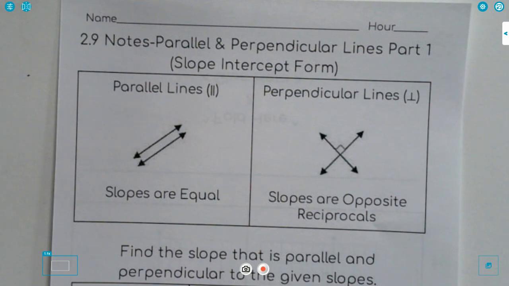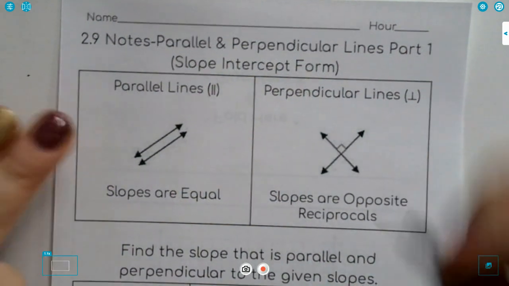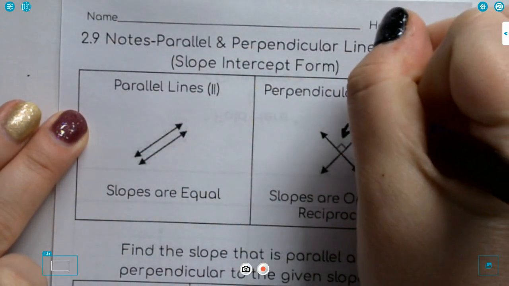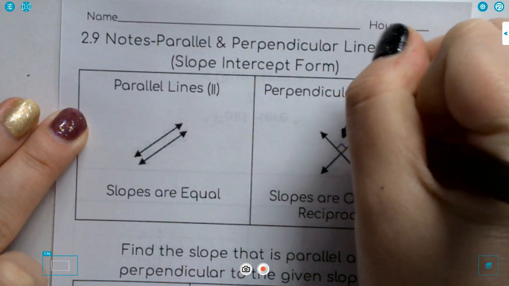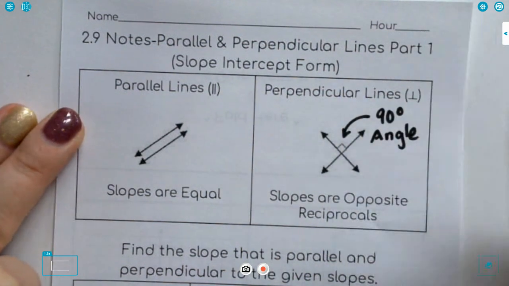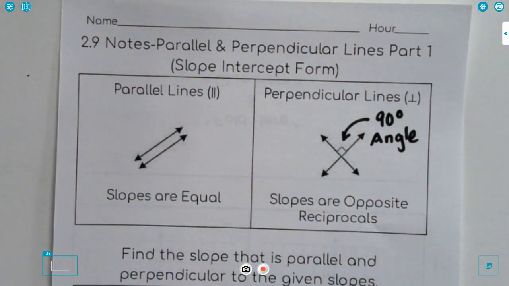So if you think about the lanes on a road, those lines are parallel. They never catch each other. They always stay the same distance apart. Perpendicular lines are two lines that cross at a 90-degree angle. So they cross at a perfect plus sign or T, however you want to think about it.